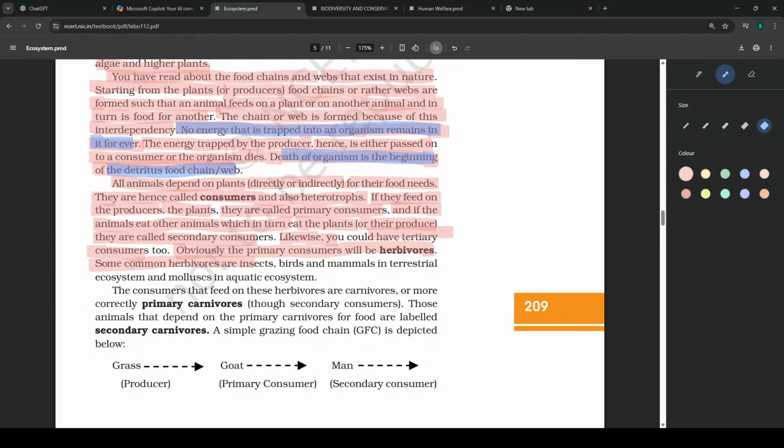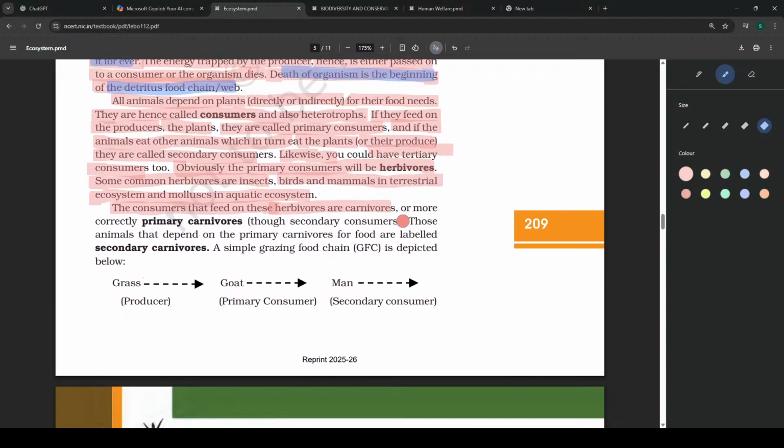Obviously, the primary consumers will be herbivores. Common herbivores are insects, birds, and mammals in the terrestrial ecosystem, and mollusks in the aquatic ecosystem. The consumers that feed on these herbivores are carnivores, or more correctly called primary carnivores. Those animals that depend on the primary carnivores for food are labeled as secondary carnivores. Very basic information.